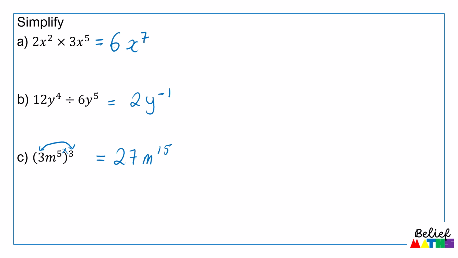Now the reason we have to do that is because what this actually means is 3m to the 5 times 3m to the 5 times 3m to the 5. And then we can clearly see 3 times 3 times 3 gives us our 27, and then m to the power of 5 times m to the power of 5 times m to the power of 5 gives us our m to the power of 15.